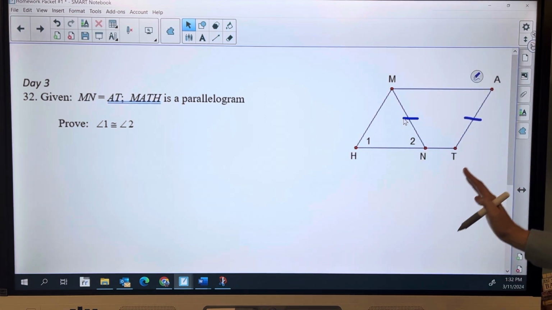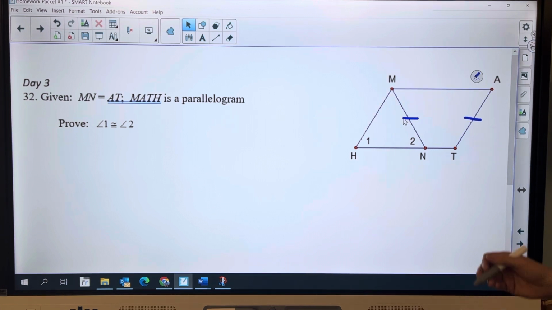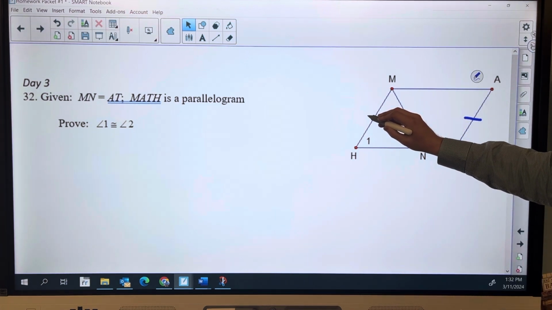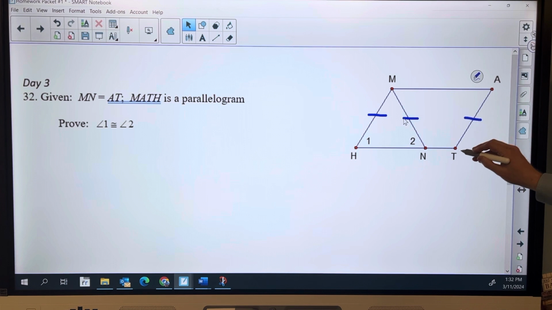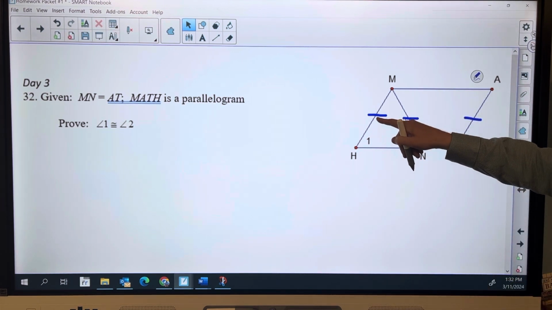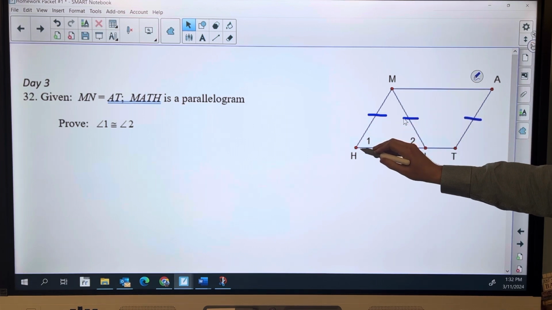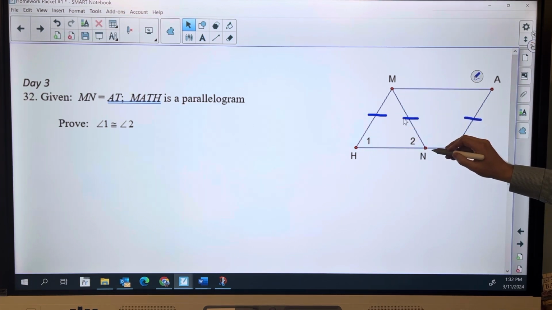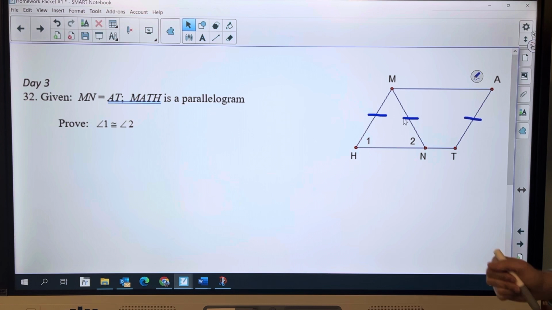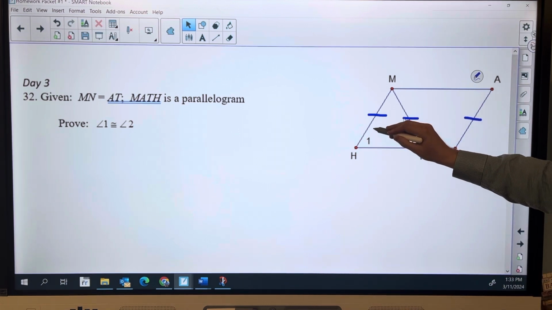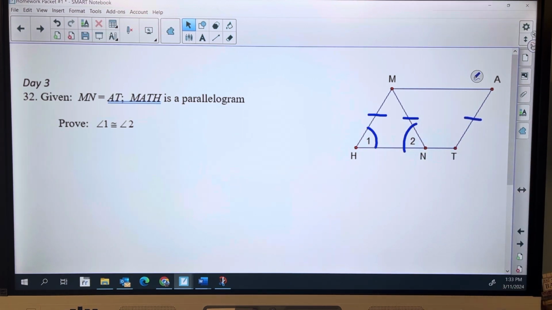Now there's a lot of marks that we can make for a parallelogram, but I'm gonna go ahead and just say, since it's a parallelogram, AT is congruent to MH. And then since we've got these two sides congruent, if I just focus in on the triangle MHN, those two sides being congruent make it an isosceles triangle, which give me those base angles congruent. And that's what I'm trying to prove.